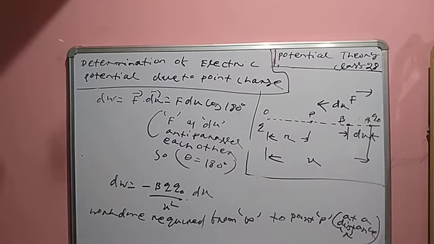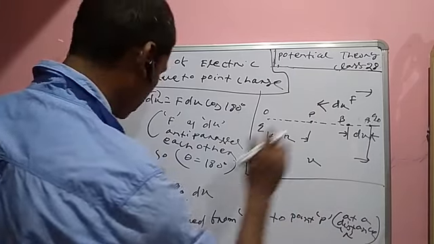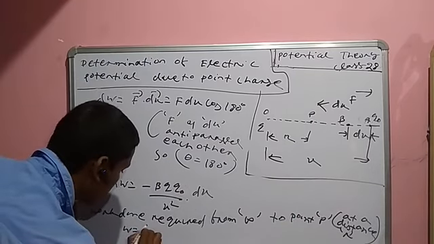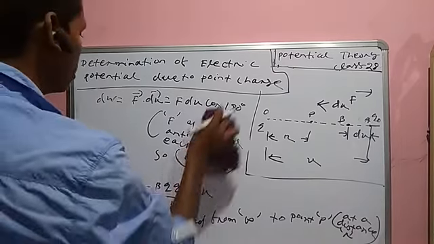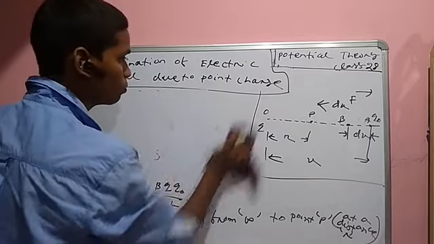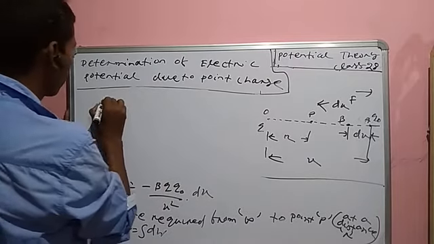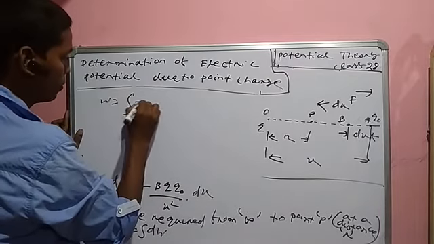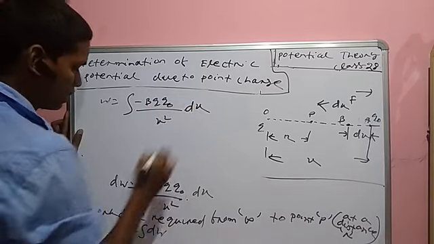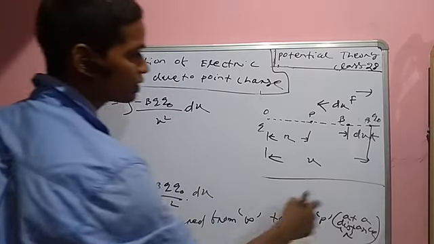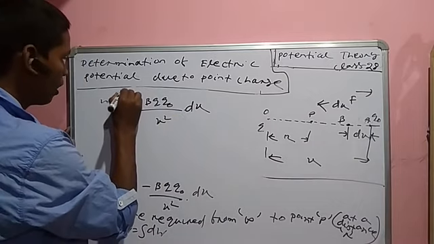So W is equal to what? Work done required from infinite to P. W is equal to the integration of dW. So we can write W is equal to the integration of minus beta q0 by x square into dx, from infinite to r distance.